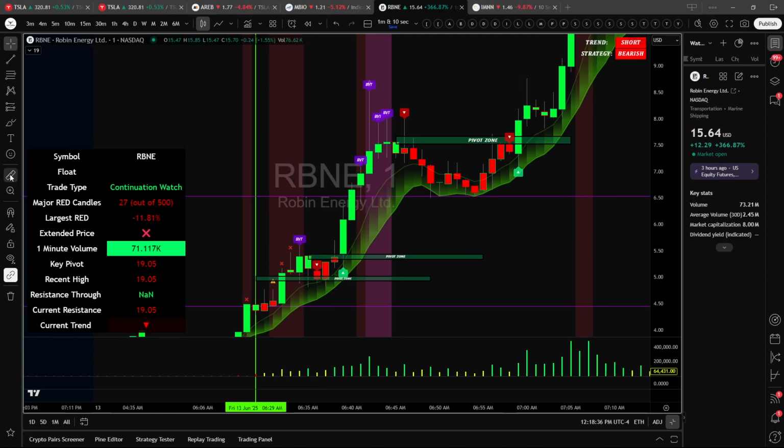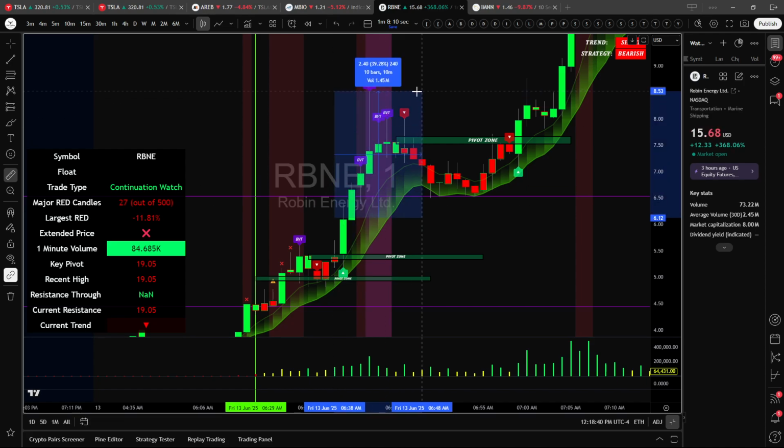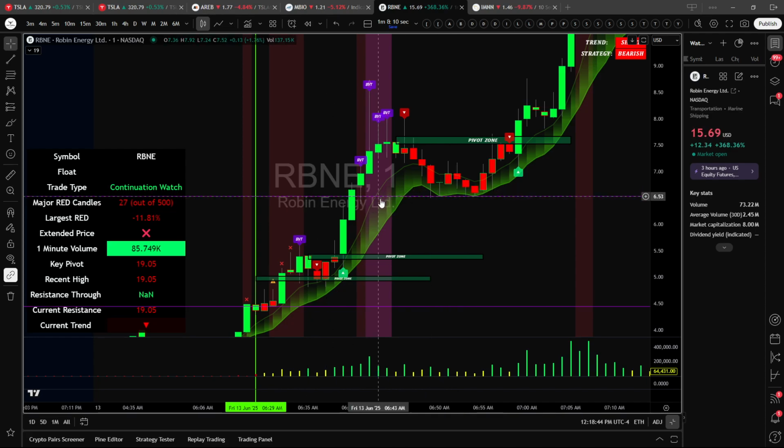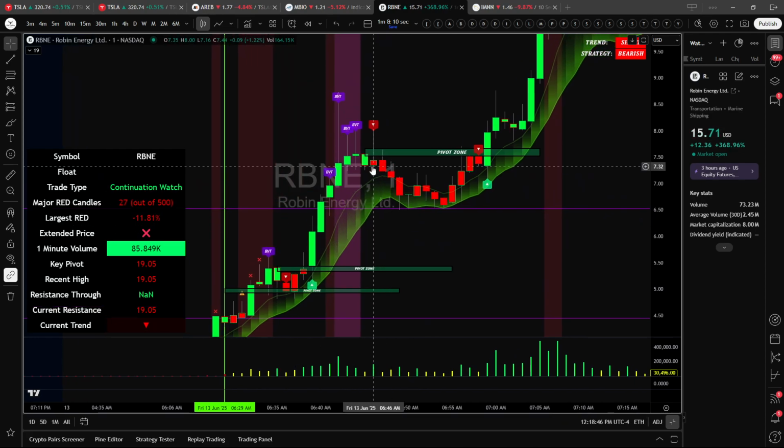For anyone who took something like this, we measure that out, getting in on the top of this candle, where's the close, and looking at the top of this, it's 38% in a matter of minutes. A really impressive move for RBNE. Now at this point, we see these red candles here again.